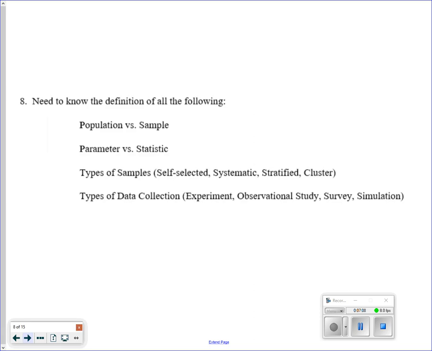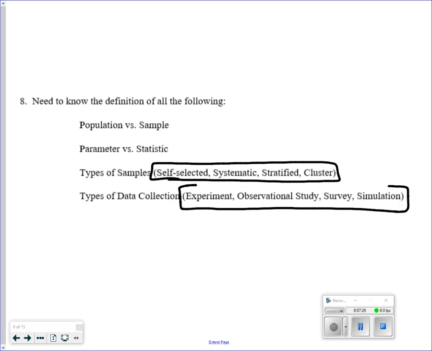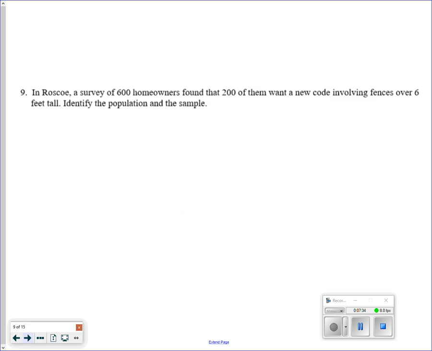These are some of the things that you're going to need to know the definition of. So you may want to go back through your notes: population versus a sample, a parameter versus a statistic, different types of samples. Now on the test, they are not going to make you memorize each one of these, but they'll give you the words and expect you to know what that means. And the same with different types of data collection. They're going to give you this and they're going to ask you to know the difference between those. So here's some questions to go along with that.